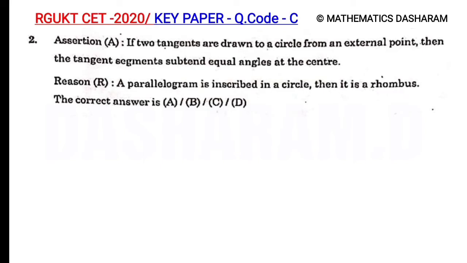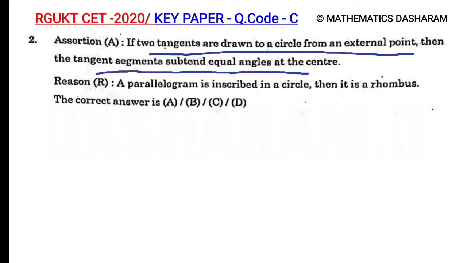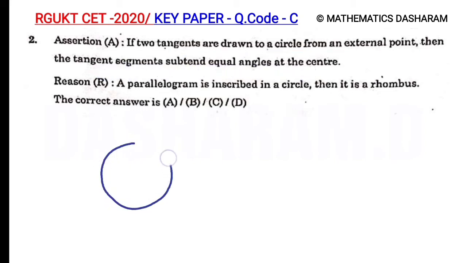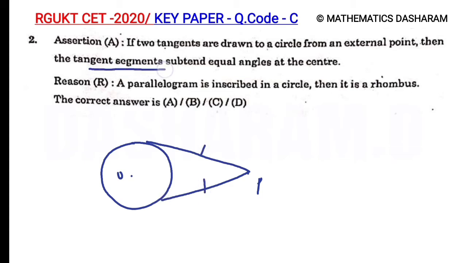Second question, if two tangents are drawn to a circle from an external point, then the tangent segments subtend equal angles at the center. So, here is a circle with the center O. Here is the external point P. From the external point P, we can draw two tangents. Both tangents are equal and the tangent segments subtend equal angles at the center. It is definitely correct because these two angles are equal. So, assertion A is correct.